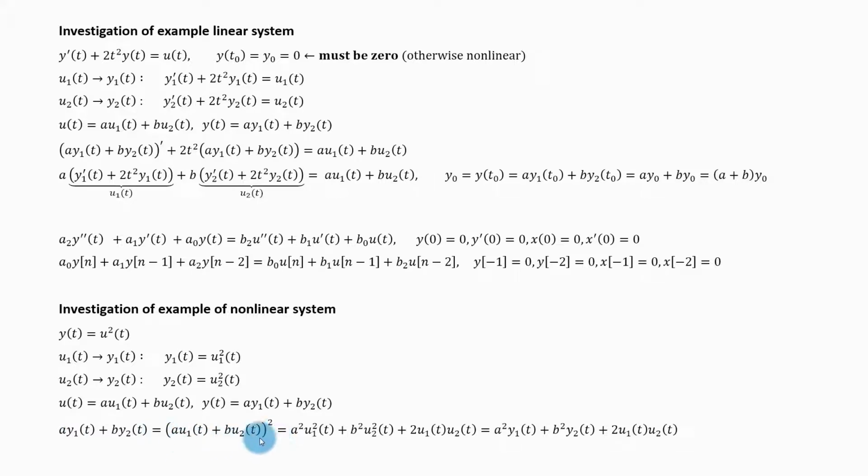This right-hand side I can expand like this. Here I can substitute y1 and y2 for this and this, which will give me this. However, this is not equal to the left-hand side of the equation. Therefore, the system described by this equation is not linear. In fact, you can see it directly from this equation. This square is not a linear operation. So, this is how you formally investigate linearity of systems.